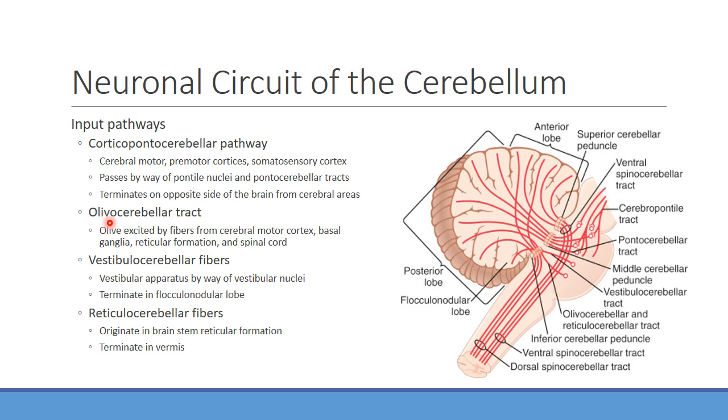You're also going to have this olivocerebellar tract. You guys know where the olive is? Not in your martini. It's in the medulla, right? So you're going to find the olives there within the medulla, and that's also going to be useful for sending some information coming from the cerebral motor cortex.